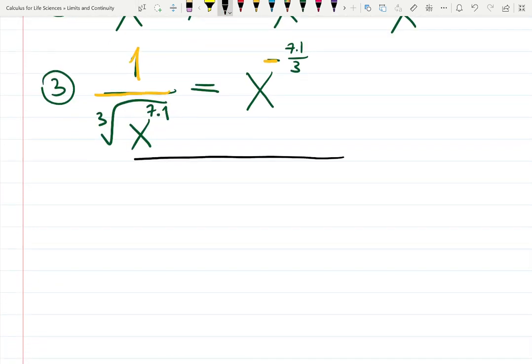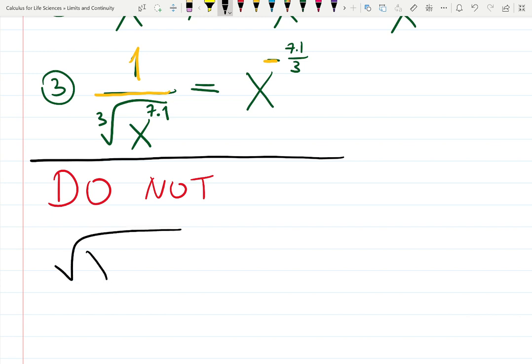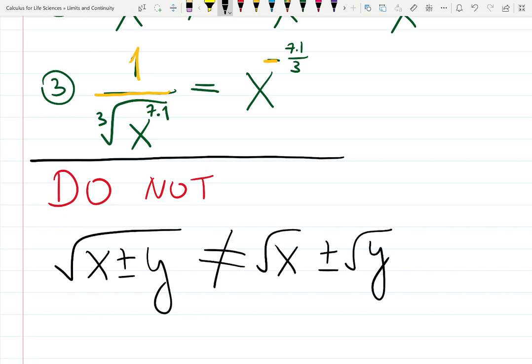The most popular mistake is, so I will do not perform this. If you have a square root of x plus or minus y, you should not write it down as square root of x plus or minus square root of y. This is a very common mistake, so I want to point it out. Don't do that. Don't do that. You cannot break roots like this. You cannot break squares like this. There are formulas for these things.